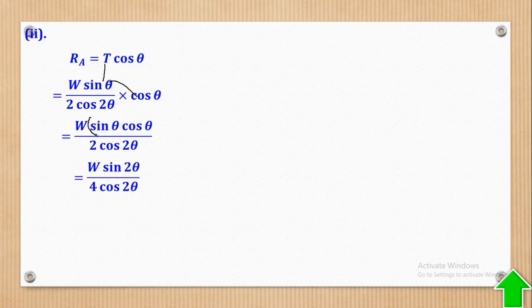Then I remember the double angle for sine theta, that sine 2 theta is equal to 2 sine theta cos theta. Therefore, sine theta cos theta is equal to a half sine 2 theta. Now a half times this a half gives me this a quarter. Then that's why here there is sine 2 theta now, and this is cos 2 theta there, and this W still remains. So next is to remember that sine over cos, the same angle, gives me tan. So in the end I'll come up with a quarter W tan 2 theta. That is the reaction at A.